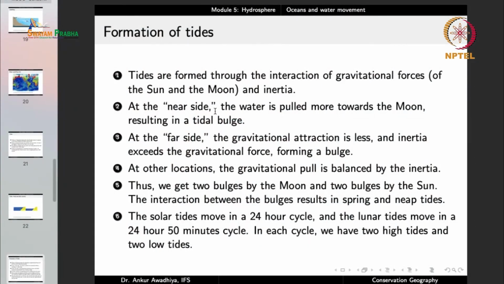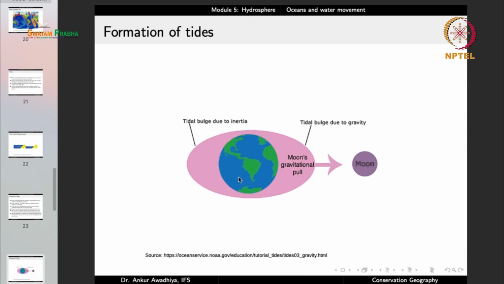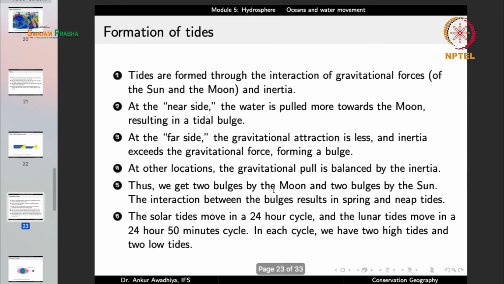At the near side, that is, the side where the water is close to the moon or the sun, the water is pulled more towards the moon or the sun, resulting in a tidal bulge. So what we are saying here is that if this is the earth and this is the moon, the sea level here is greatly exaggerated to allow for understanding. In the near side, we get a tidal bulge due to gravity. The moon is attracting the water, and so we get this bulge.